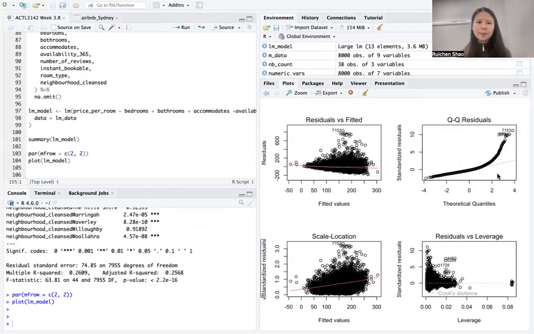These points do not fall along the straight line, and the tails are very, very heavy. And what does it mean? It means our data is not normally distributed and violates fundamental assumptions of linear regression. And it is my conclusion.